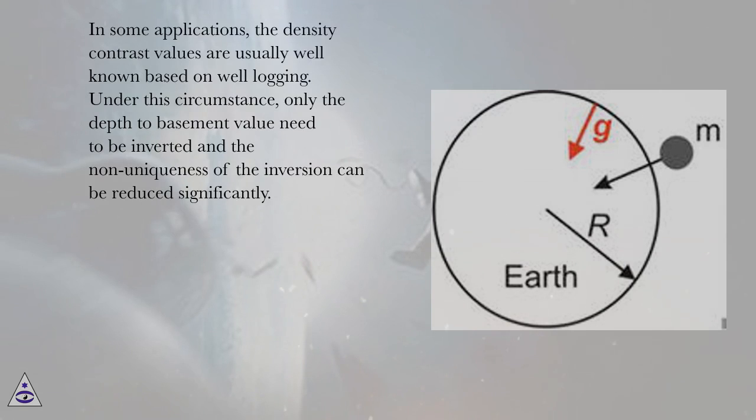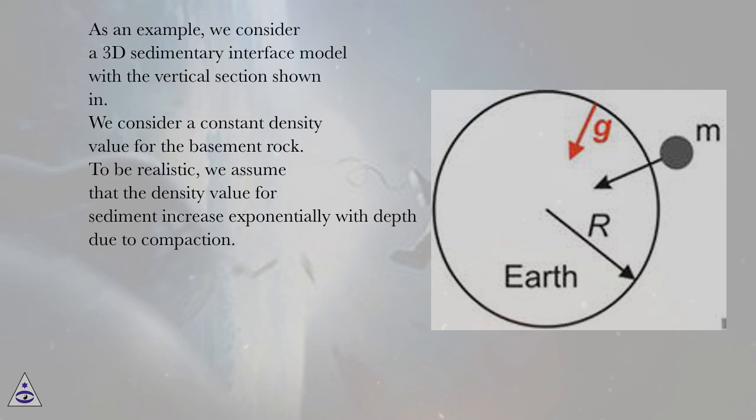In some applications, the density contrast values are usually well known based on well logging. Under this circumstance, only the depth to basement value needs to be inverted, and the non-uniqueness of the inversion can be reduced significantly. As an example, we consider a 3D sedimentary interface model with the vertical section shown in the figure. We consider a constant density value for the basement rock.